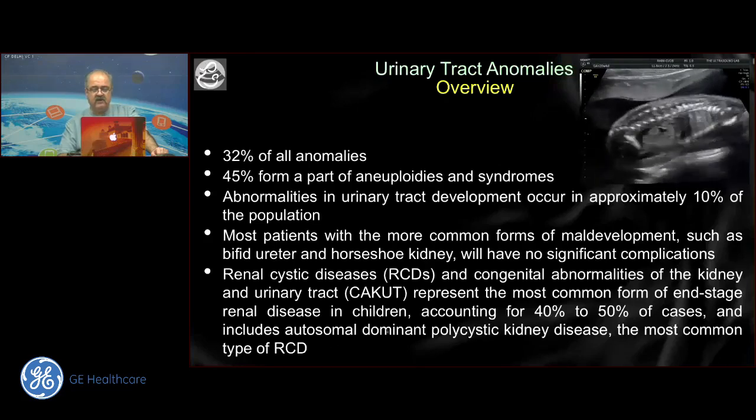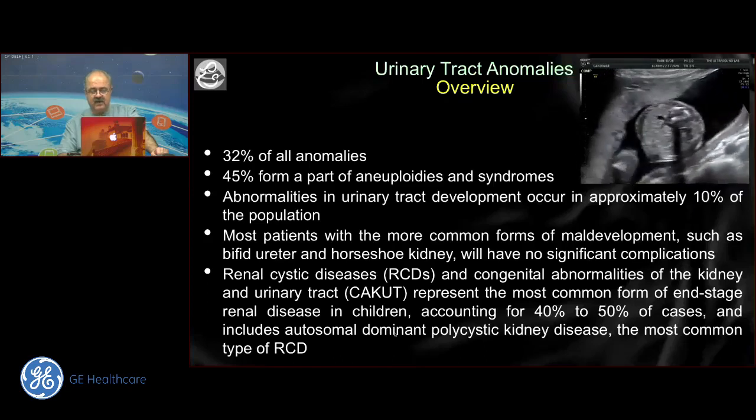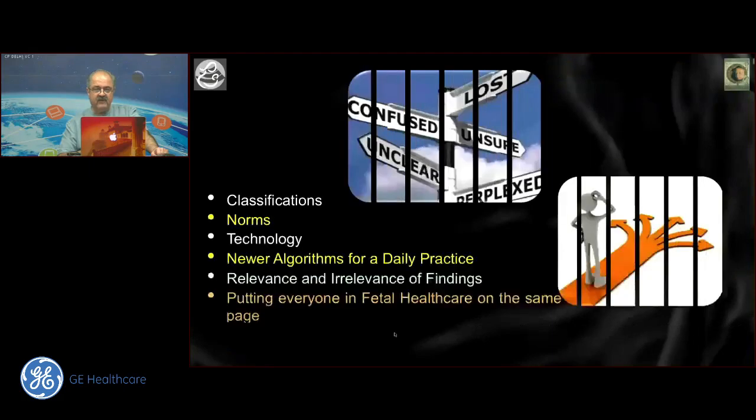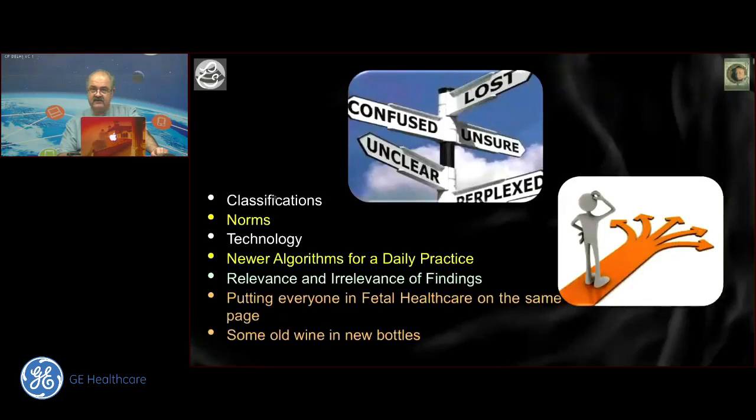And it's not just about autosomal dominant polycystic kidney disease, etc., but a whole lot of other conditions which I will take you through. And therefore I will discuss classifications, some old ones and some new ones, some clinical ones, norms, and what we need to measure. There's always this long list that you and I get confused about, and we need to sort that out. We'll discuss technology, because you may not need all of it for the urinary tract, but you may need a lot of it where it is required. There are some newer algorithms for daily practice, and these become important.